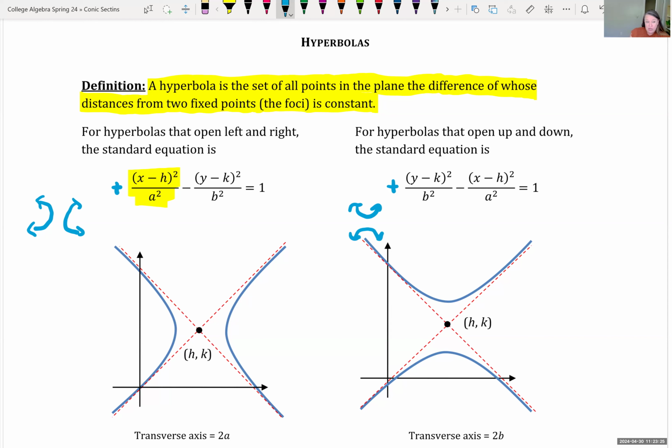So our center is actually not a point on our hyperbola, but it's going to help us graph things on our hyperbola. So just like with a circle and with the ellipse, it's in the form of x minus h quantity squared, and we have that y minus k quantity squared in there. So our center is always at h, k. Again, h is always going to be with the x value, and the k is always with a y value. Opposite sign.